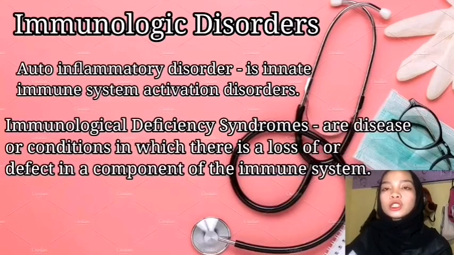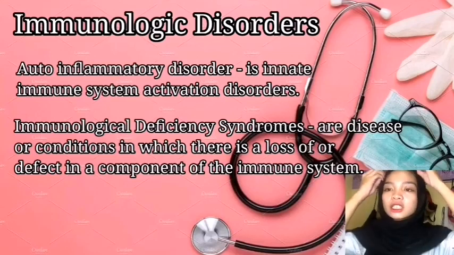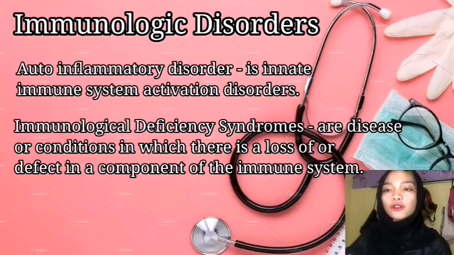So, immunological deficiency syndromes are disease or conditions in which there is a loss of or defect in a component of the immune system. So, patients with these syndromes have an increased susceptibility to infections and to developing certain cancers. Example is the Job syndrome or leukocyte adhesion defects.